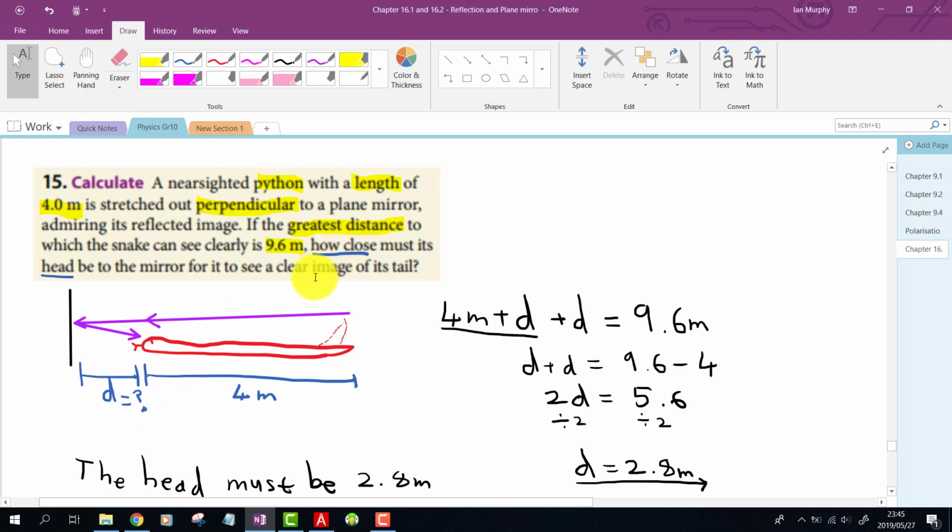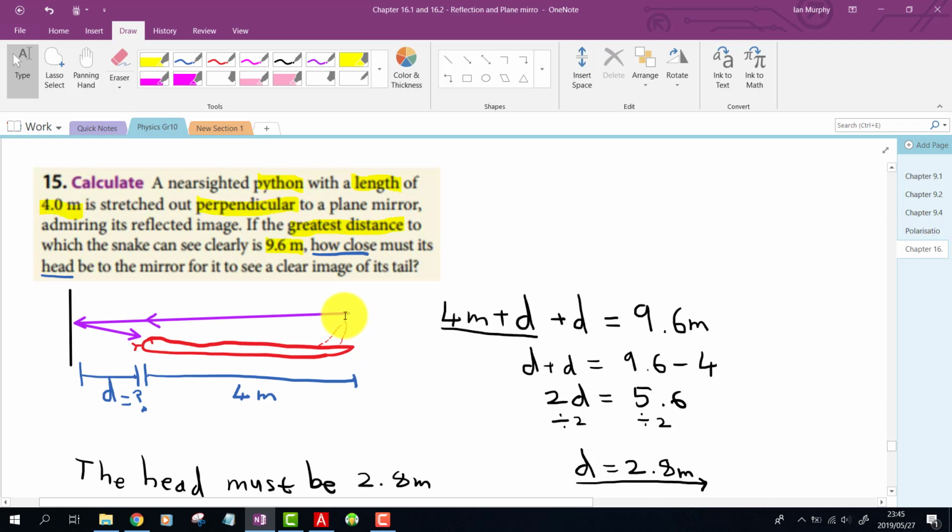Now the approach to this question is as follows. The insight that you need before you can answer this is that 9.6 meters is the total distance that the light travels before it reaches the snake's eye. Let's say, for example, the snake slightly lifts its tail. I just exaggerated the size. This is supposed to be a dotted line of the snake's tail to represent that it's being lifted.